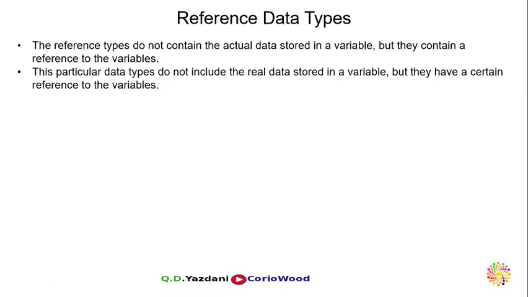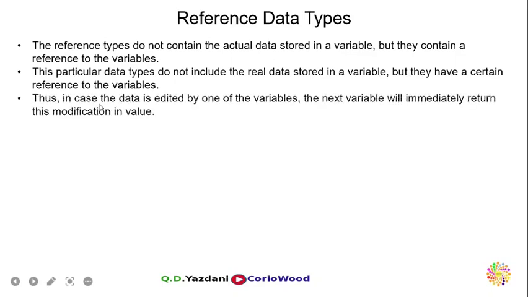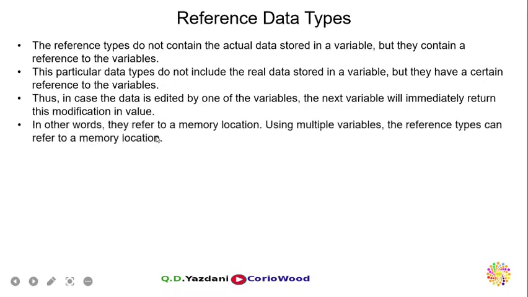These particular data types do not include the real data stored in a variable, but they have a certain reference to that variable. In case the data is edited by one of the variables, the next variable will immediately reflect this modification in value. So as soon as one data type is changed, the change is going to be reflected automatically, because we don't care about whatever the data is. We just reference that data address, whatever the address is inside the memory location. So in other words, they refer to a memory location. Using multiple variables, the reference types can refer to a memory location.